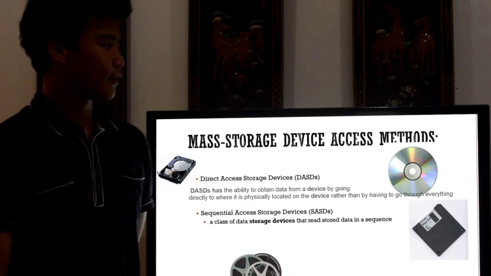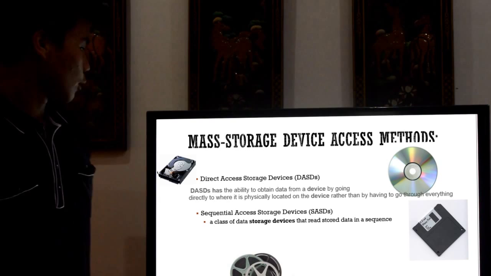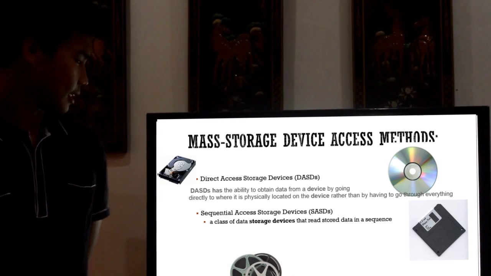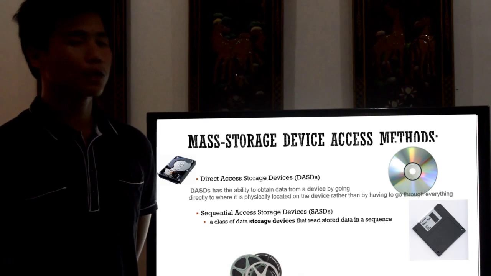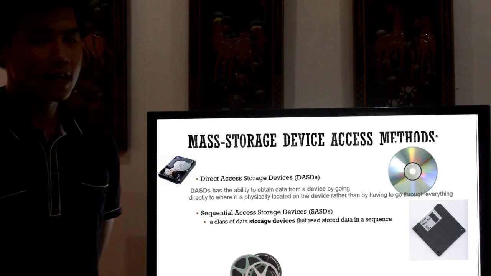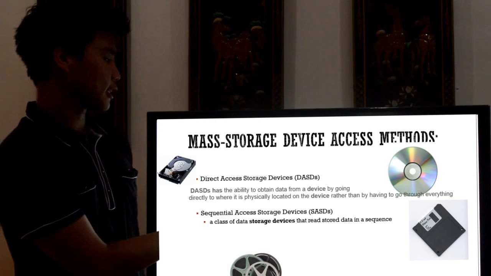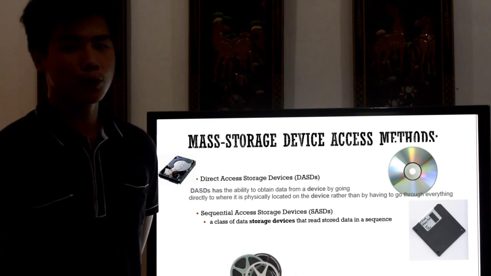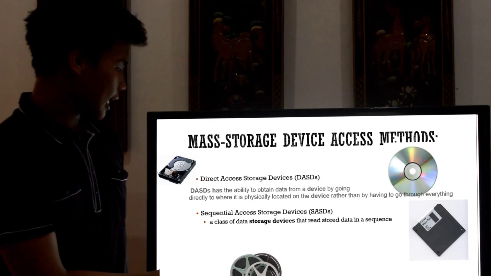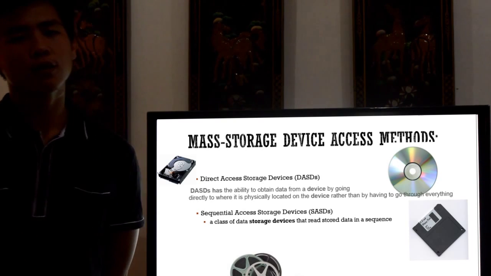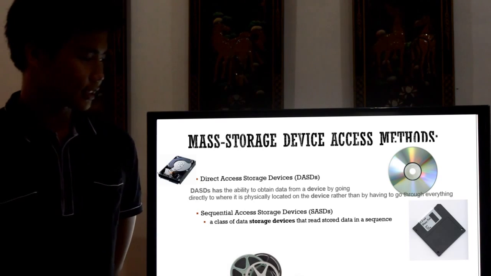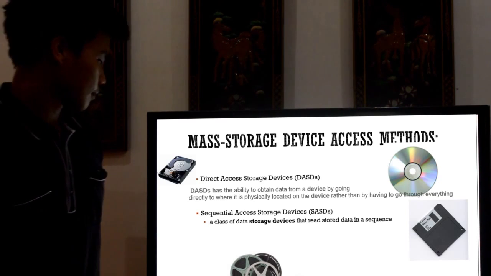The mass storage device access methods. One is the direct access storage device, or the so-called DASD. The DASD has the ability to obtain data from a device by going directly to where it is physically located on the device rather than having to go through everything. The sequential access storage devices, or the so-called SASDs, are a class of data storage devices that store data in a sequence. Thank you.